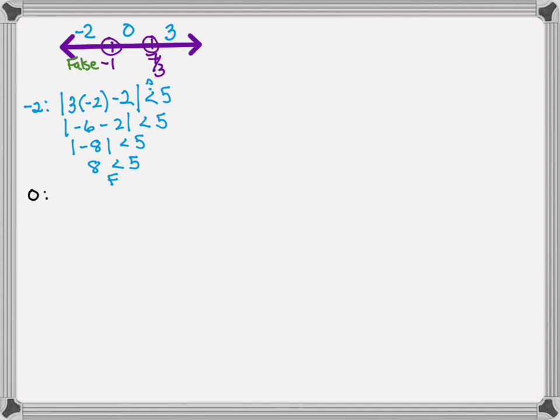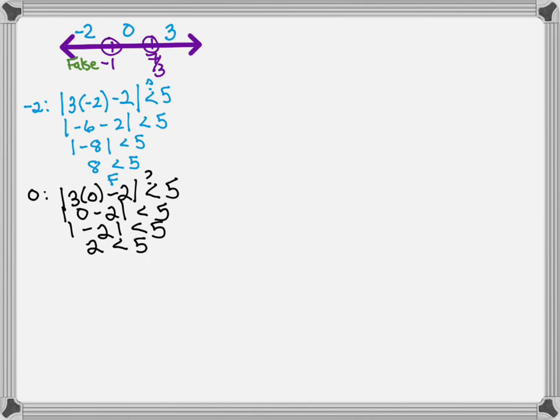Let's test the 0. Let's substitute 0 in for x. The absolute value of 3 times 0 minus 2, is that less than 5? Absolute value of 0 minus 2, less than 5. 0 minus 2 is negative 2, so the absolute value of negative 2, is that less than 5? The absolute value of negative 2 is 2, so we get 2 less than 5. That is true. 2 is less than 5. So I will write true on that interval where we got the 0 test value.